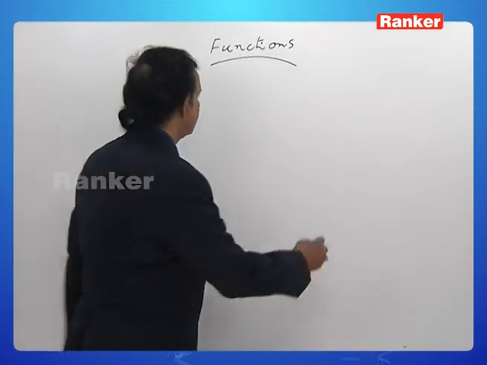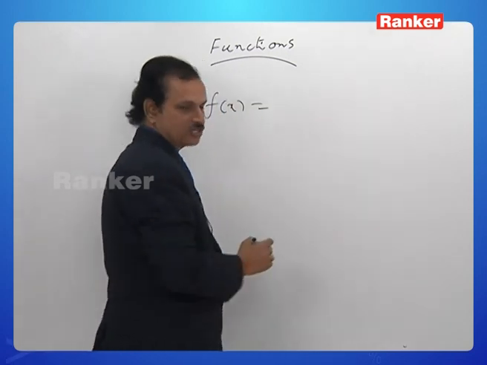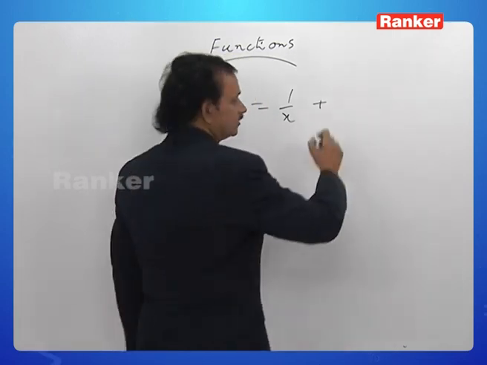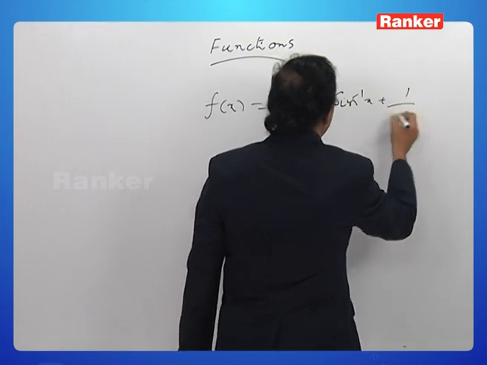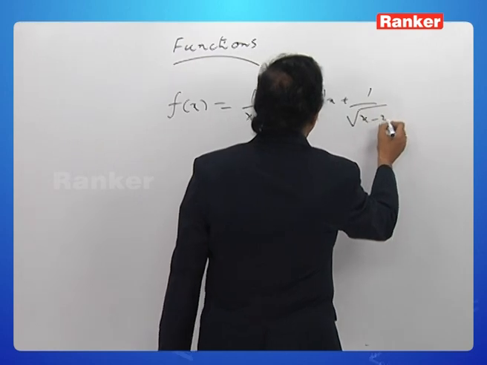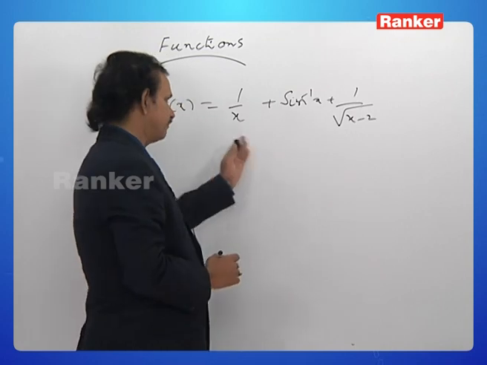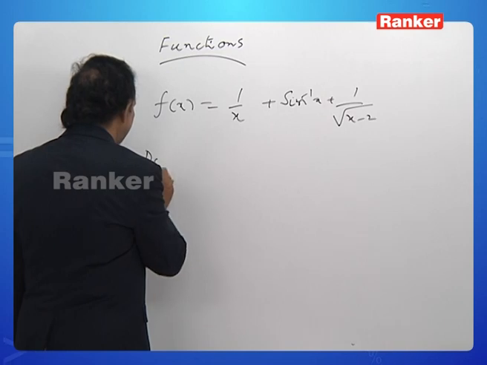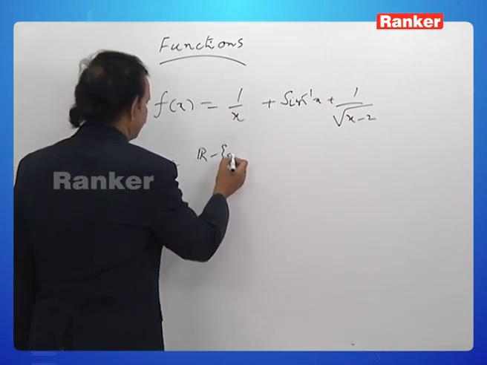Let us see. It is very easy to observe that f of x is a combination of three different functions: 1 by x, plus sine inverse x, plus 1 by root of x minus 2. So we have to notice the domain of the first one, the second one, and the third one. What is the domain of 1 by x? R minus singleton 0.